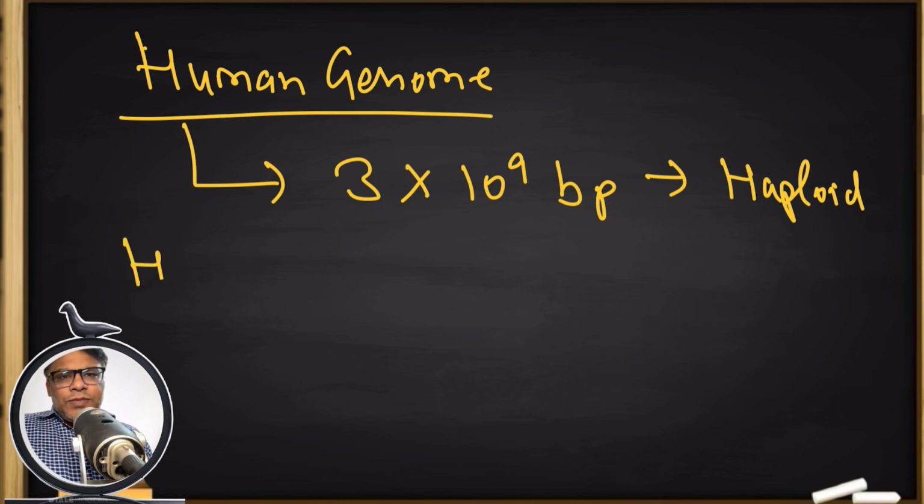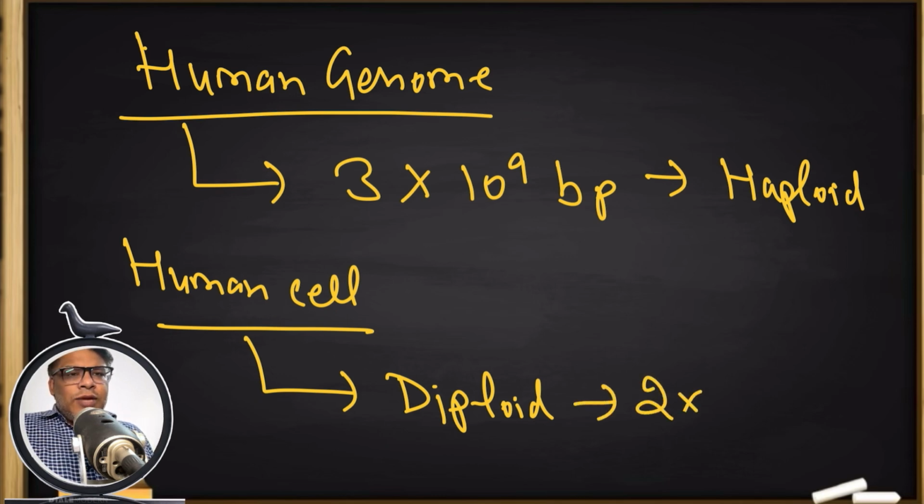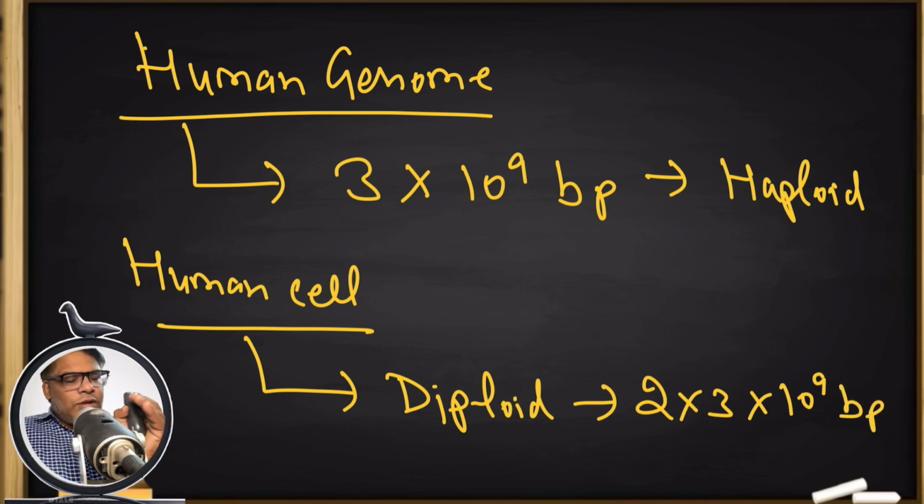You know very well, human cells are diploid. So the total DNA will be 2 into 3 into 10 to the power 9 base pairs. So in the human genome, the haploid DNA content is 3 billion base pairs, and the diploid DNA content will be 6 into 10 to the power 9 base pairs.